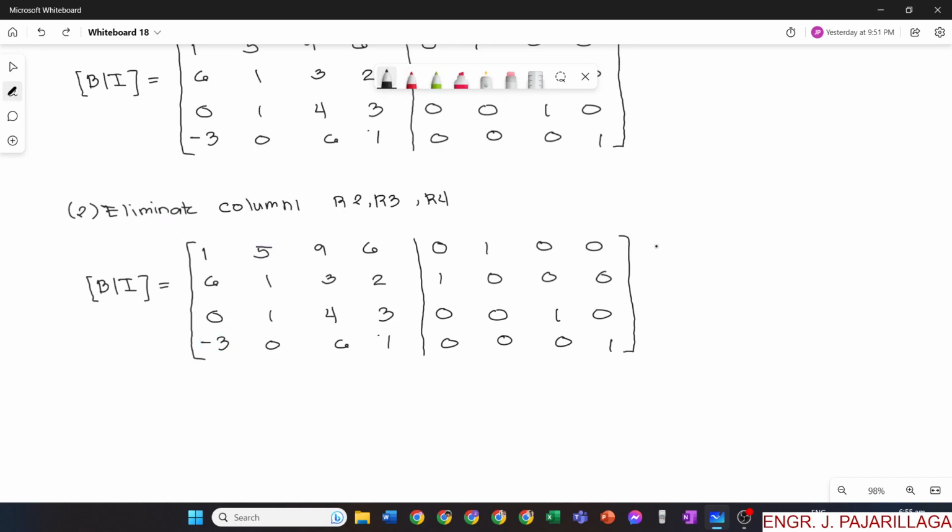So, we will apply operations like for example, dito, syempre, this is our active row. There will be no operation or no eliminations. Okay? Hindi natin siya apply na operation para hindi tayo malito. Okay?